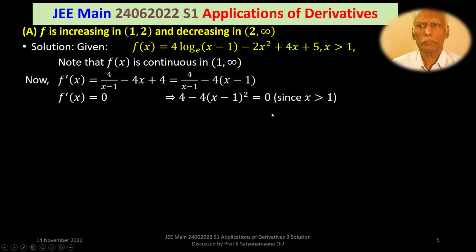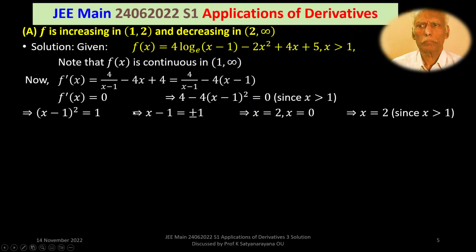So, this implies (x − 1)² = 1. And this implies x − 1 = ±1. And this implies x = 2, x = 0. And x = 0 is rejected because x is greater than 1. So, we get x = 2. Thus we get the stationary point, x = 2 is a stationary point.